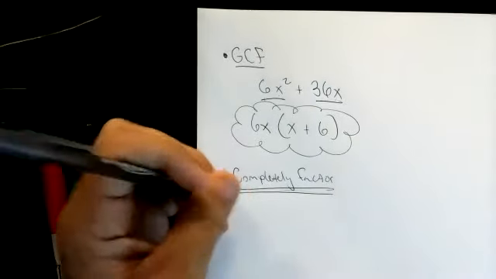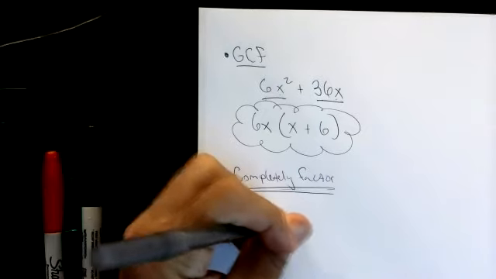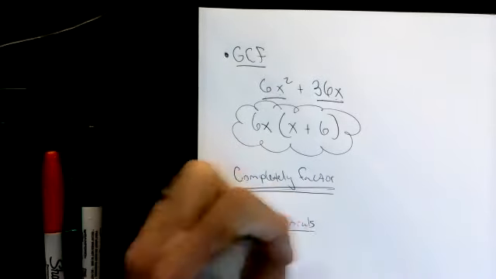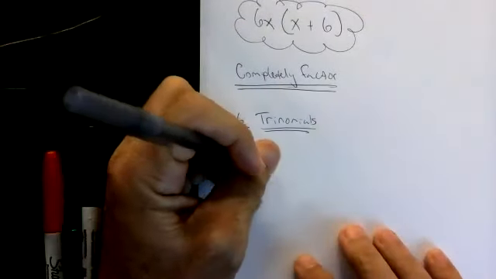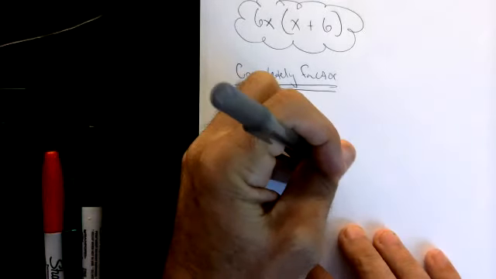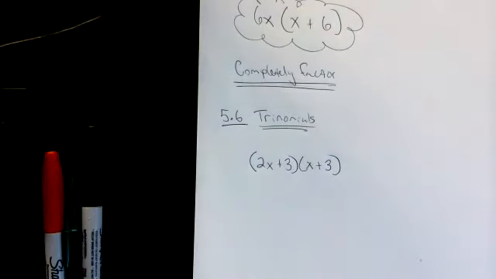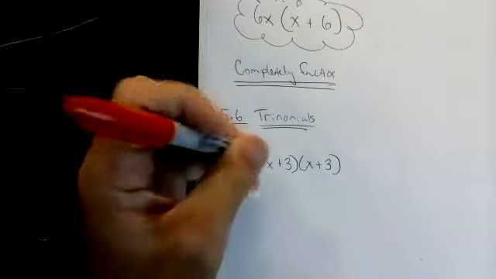5.6 deals with factoring trinomials. So I'm going to show you the forwards way and then actually what we're doing. So if you'll remember, if I told you to multiply 2x plus 3 times x plus 3, this is multiplication, this is distribution. So again, we're going to work backwards off of this, but just as a reminder.